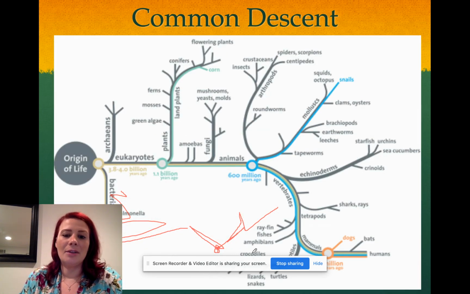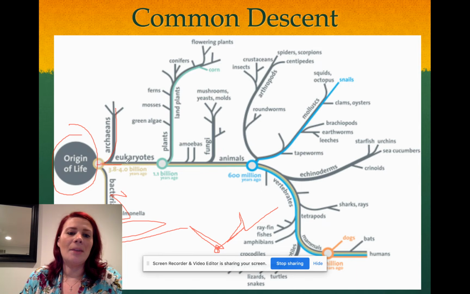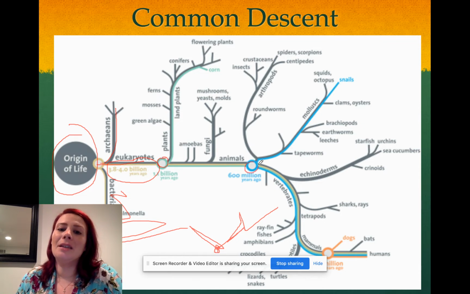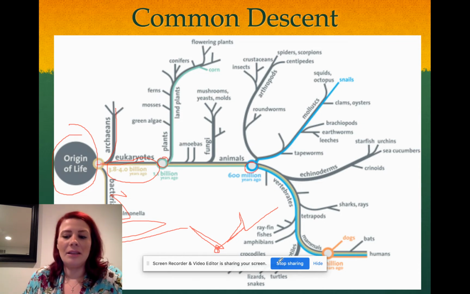This is a similar idea. Life starts here. We get these offshoots over here. This was a long time ago. Again, this says 3.8 to 4 billion years ago. Then about 1 billion years ago, we got plants. About 60 million years ago, we started to get some animals. And so it shows that change.